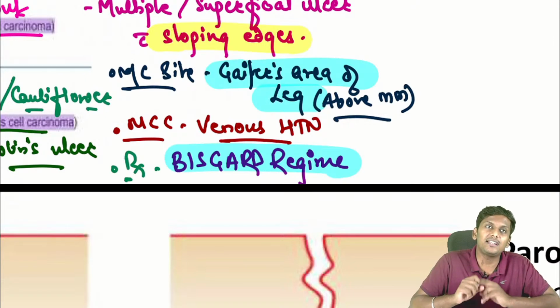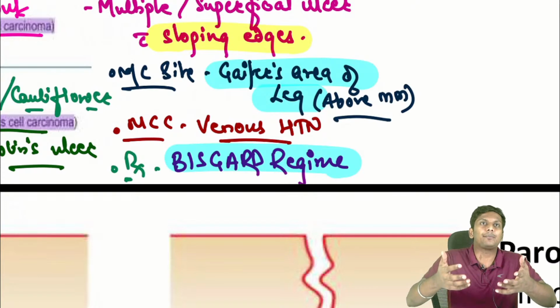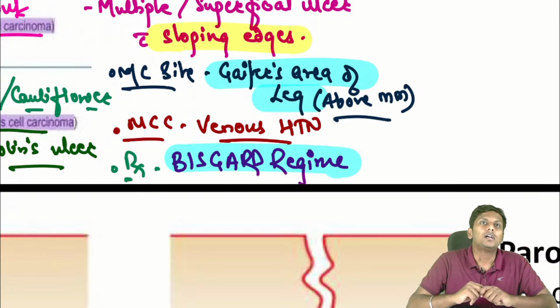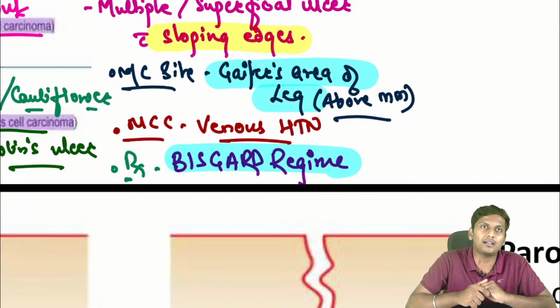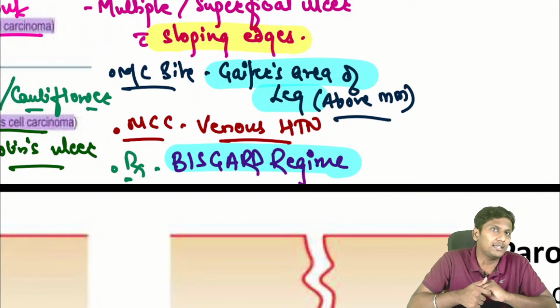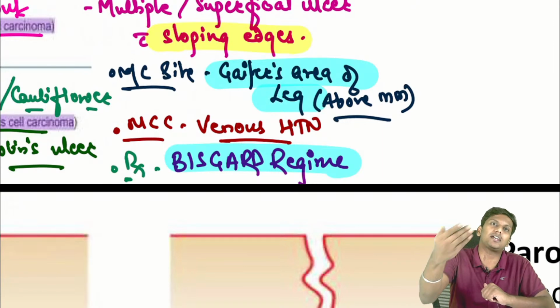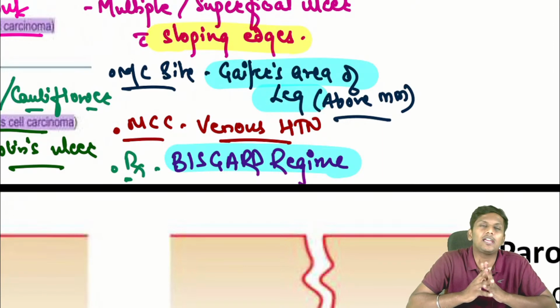Second important, definitely elevation of the limb. As there is venous hypertension, there is more blood flow towards the legs. You have to decrease the blood flow towards the leg. So you will ask the patient to take a cushion or a pillow while sleeping. While sleeping, put a pillow under the leg. Okay? So definitely elevate the limb.